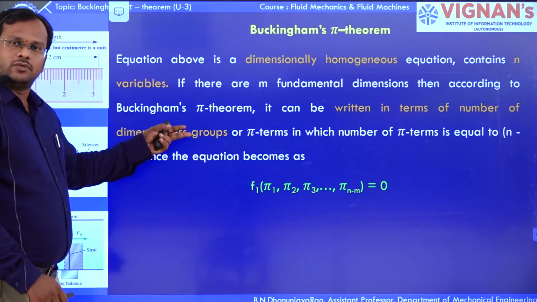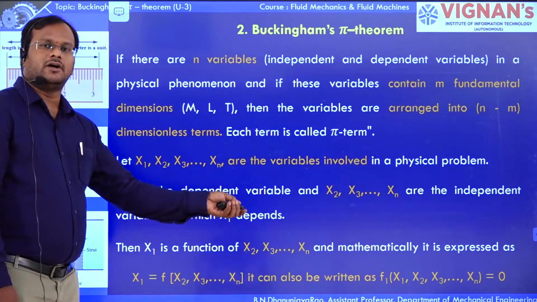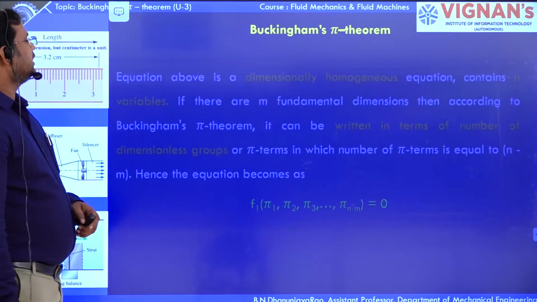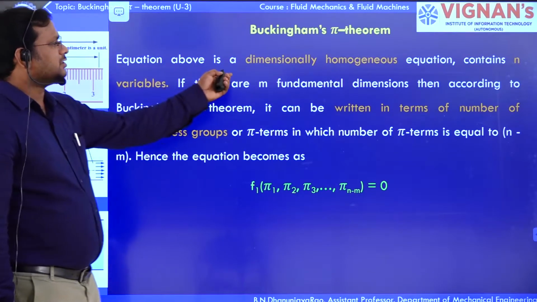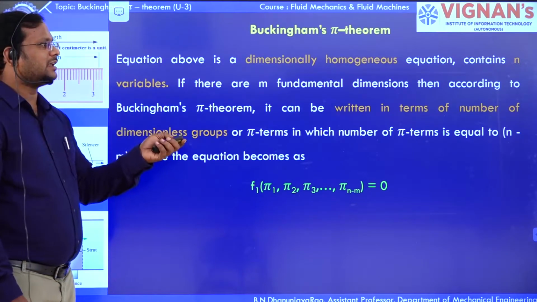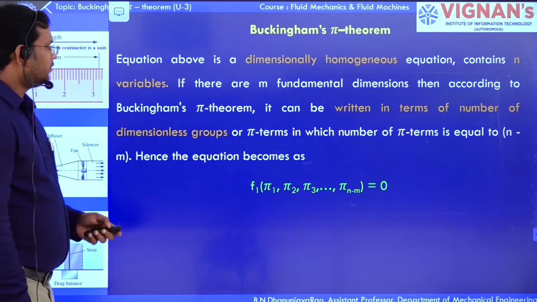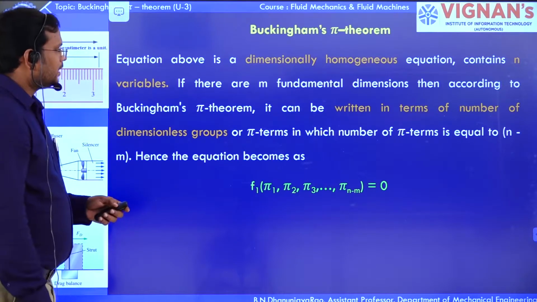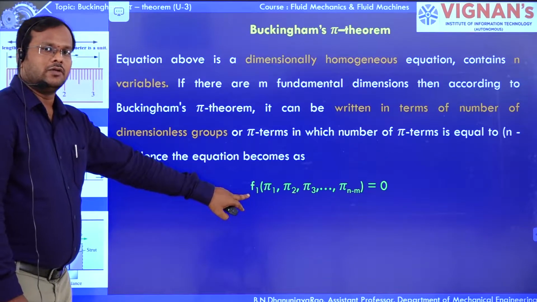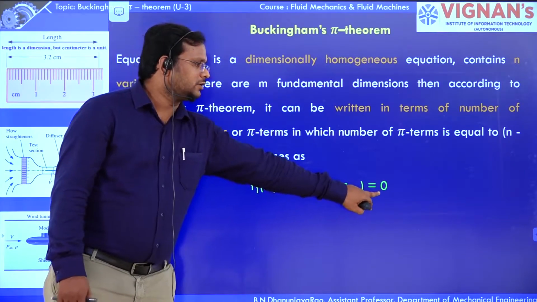What is the equation above? f1 of x1, x2, x3 to xn equals 0. That equation is a dimensionally homogeneous equation containing the variables. If there are m fundamental dimensions, then according to Buckingham's pi theorem, it can be written in terms of a number of dimensionless groups or pi terms. Hence the equation becomes f1 of pi 1, pi 2, pi 3 to pi n minus m equals 0.